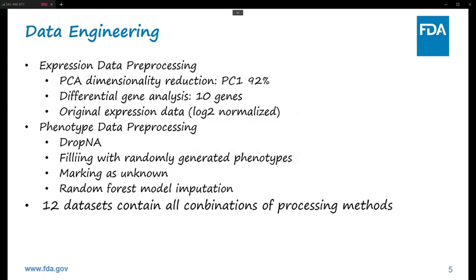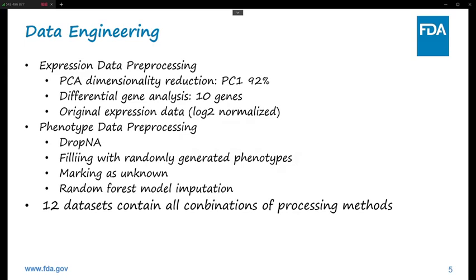The first method we used was a simple drop NA, which is we drop all the samples with missing phenotypes. The second method was filling the missing phenotypes with randomly generated phenotypes. The third method was just marking the missing phenotypes as unknown. The last method, which we discussed earlier, was to use a random forest model to fill up the missing data set based on the information of the expression data.